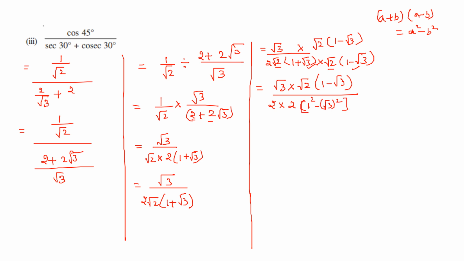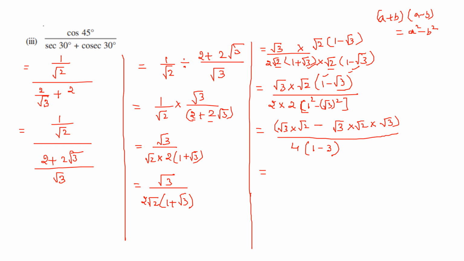Isn't it? Now in the numerator, let's multiply root 3 into root 2 with both the numbers. So root 3 into root 2, if you multiply by 1, it will be root 3 into root 2 itself, isn't it? Minus, now if you multiply root 3 into root 2 with root 3, so what will happen? Root 3 into root 2 into root 3. Okay, next step I am going to simplify it further. Now 2 into 2, 4. 1 minus root 3 square is 3.